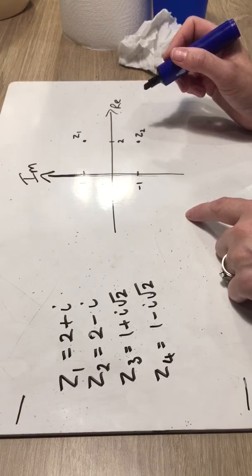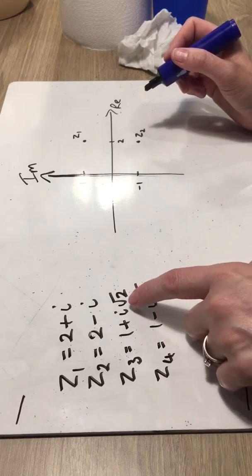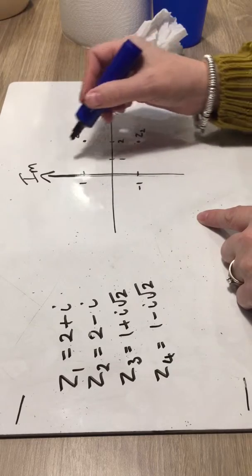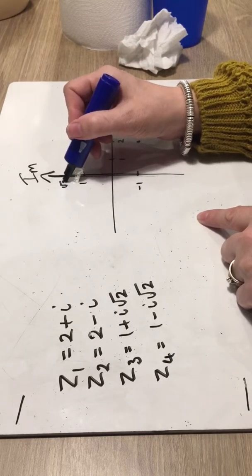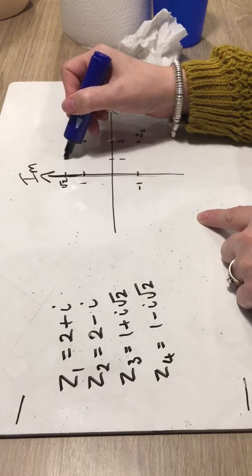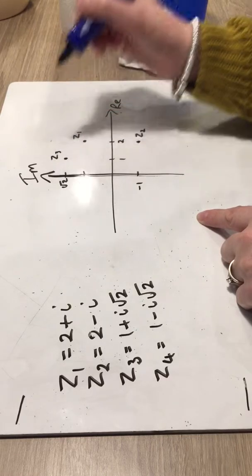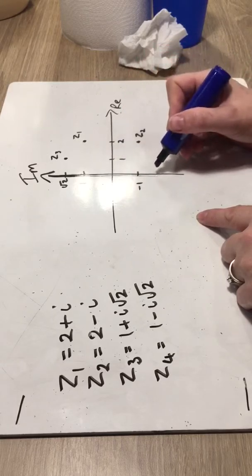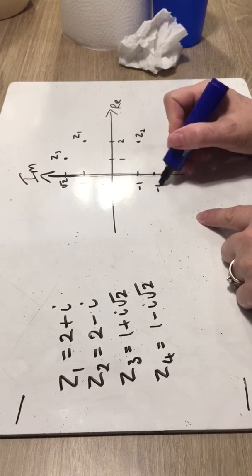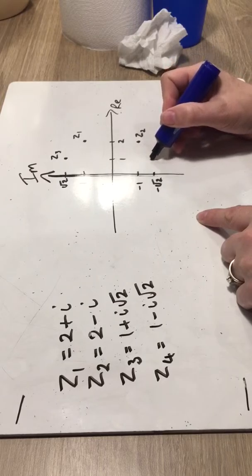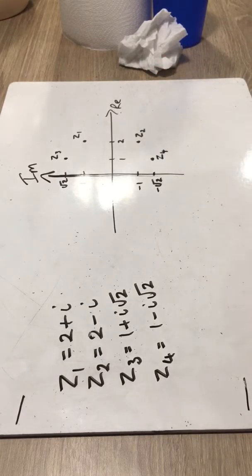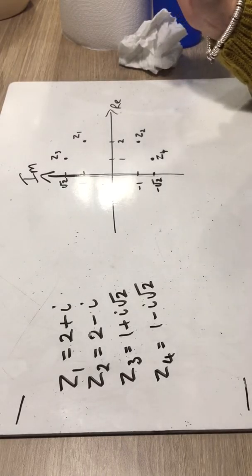So root 2 is a little bit more than 1. Okay, so it's 1 along, and we'll just say root 2 up. So that's going to be there, and that's z3. And z4 is 1 along and minus root 2. So z4 there, and it's as simple as that. So that's that question complete, and that was worth 8 marks.